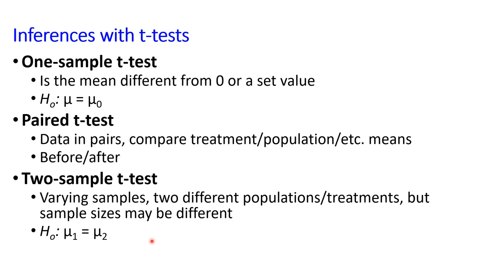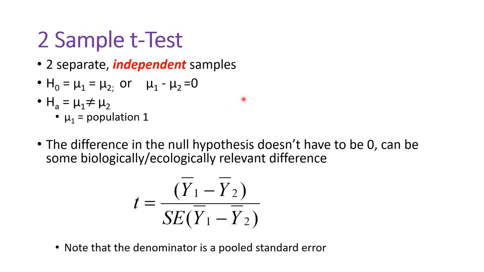So we have two different populations or two different treatments. We take a sample from each, and the null hypothesis is that the mean from one is equal to the mean from the other. Okay. So again, we're going to focus on the two-sample t-test for the rest of the tutorial. The null hypothesis is that the mean for one equals the mean from the other, or another way of saying it is that the mean of one minus the mean of two is equal to 0. Okay. The alternative, again, would be that they're not equal, so the mean of 1 does not equal the mean of 2, or the mean of 1 minus the mean of 2 does not equal 0, right?